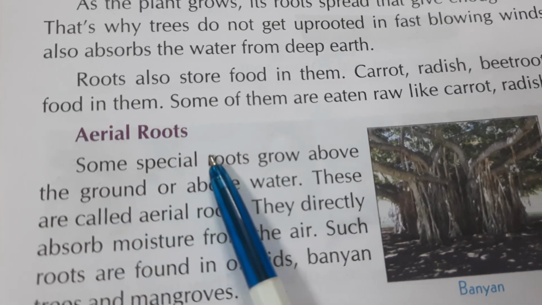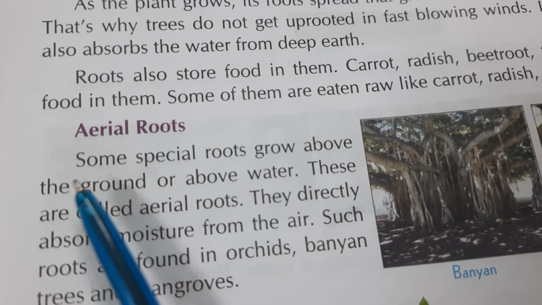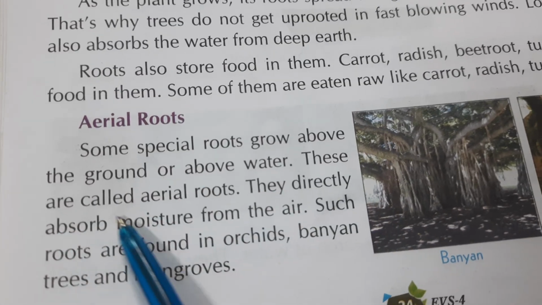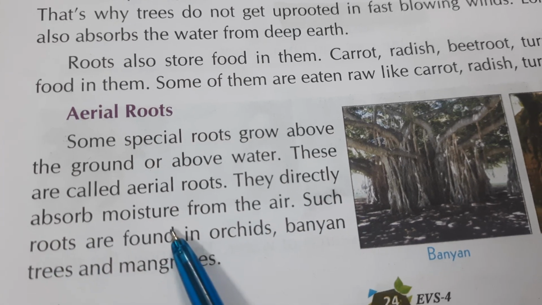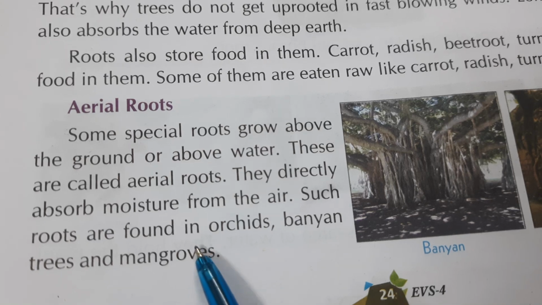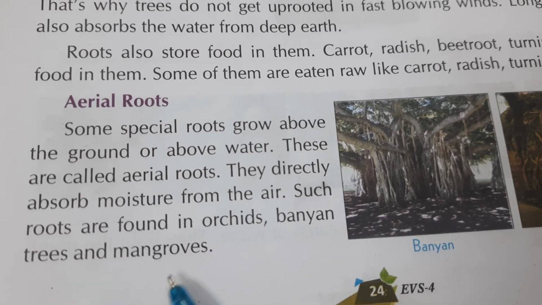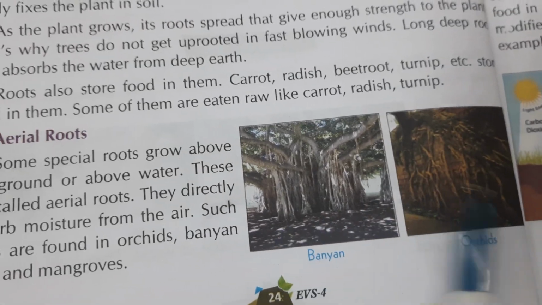Now aerial roots. Some special roots grow above the ground or above water. These are called aerial roots. They directly absorb moisture from the air. Such roots are found in orchid, banyan trees and mangroves. Look at here, this is called aerial roots.